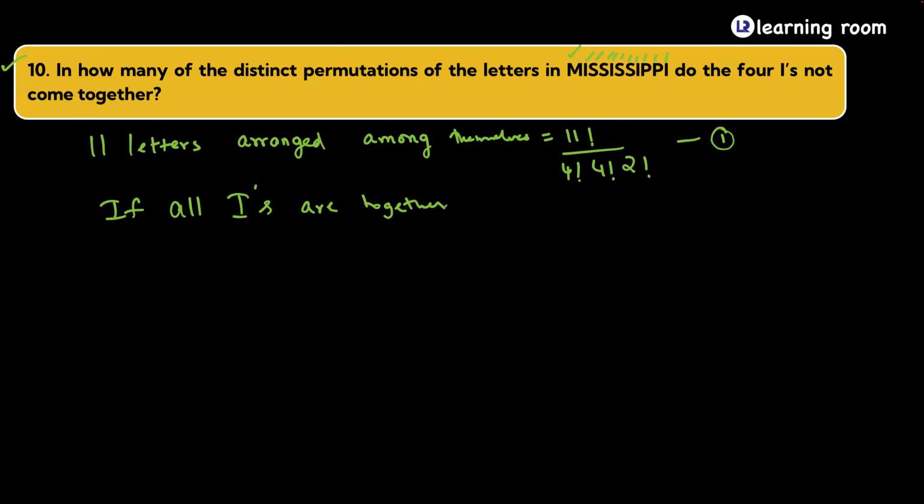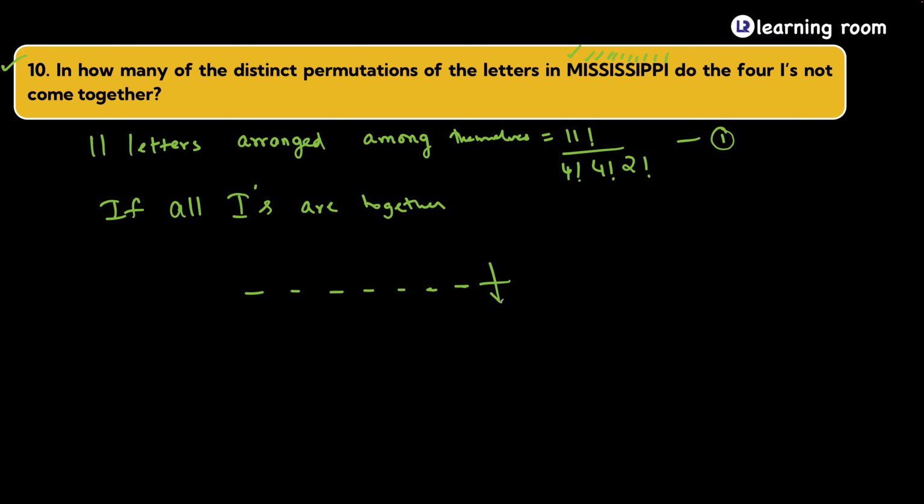So out of the 11 letters that are available, if you tie all those I's and treat it as one object, how many letters are left out? 7 blank spaces. 1, 2, 3, 4, 5, 6, 7. In these 7 blank spaces, you will fill all the letters other than I. And in the 8th blank space, you will have all the I's together treated as one object.